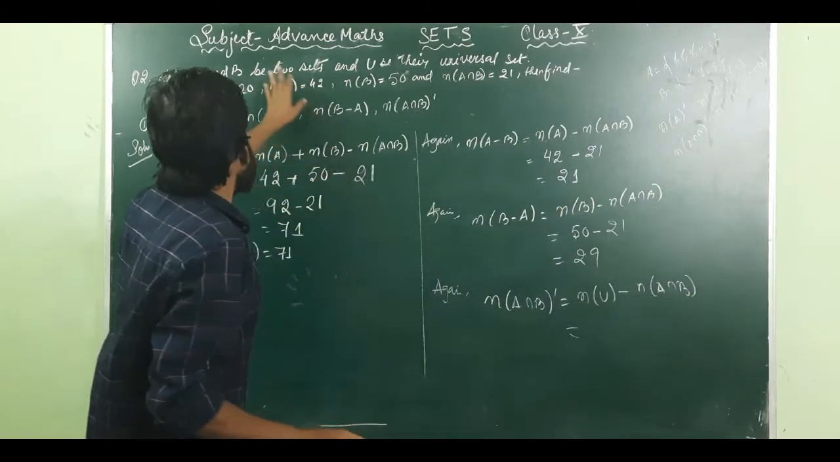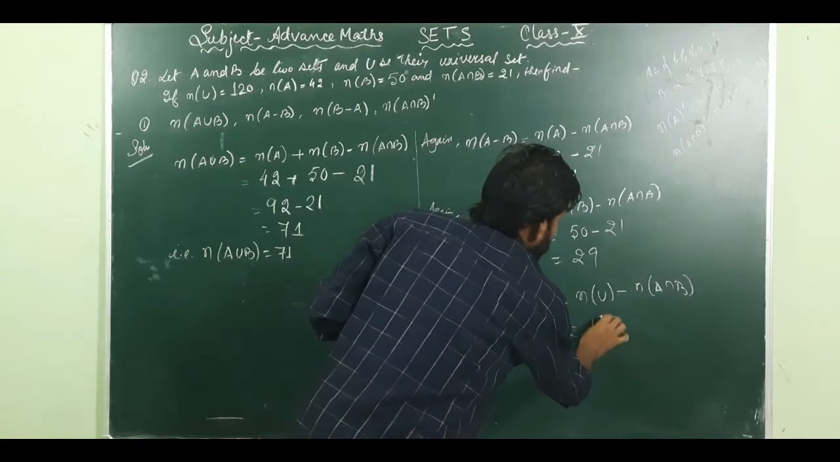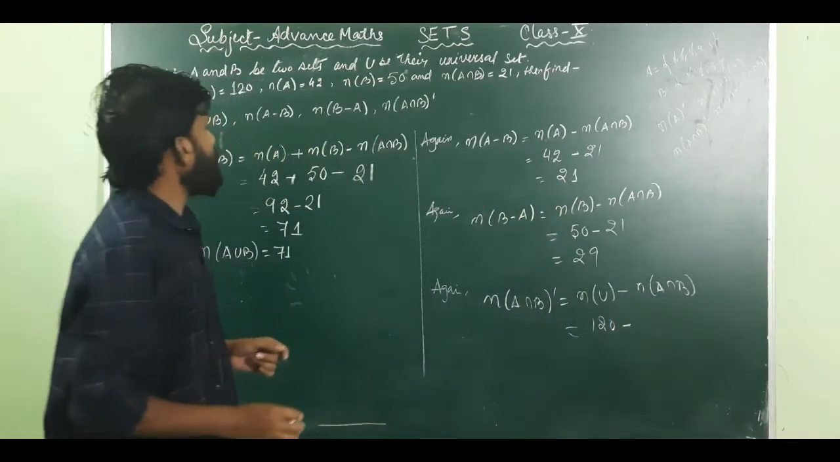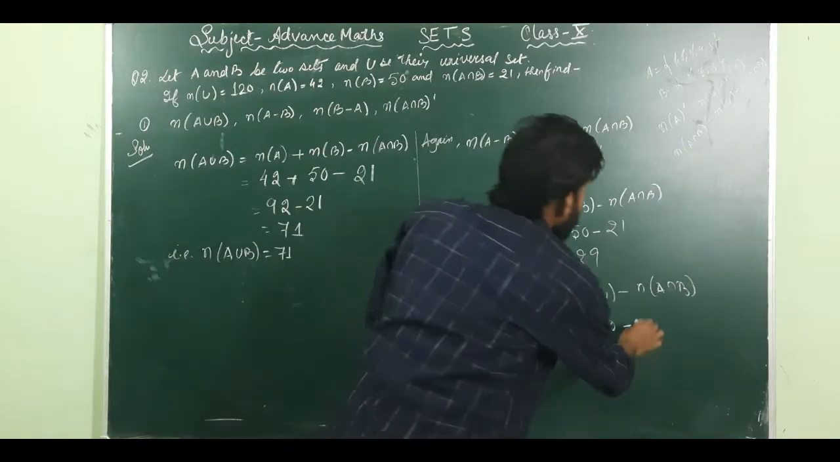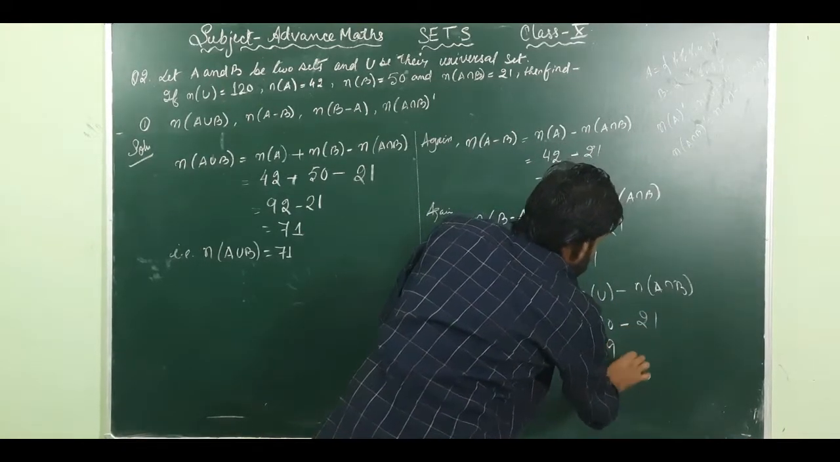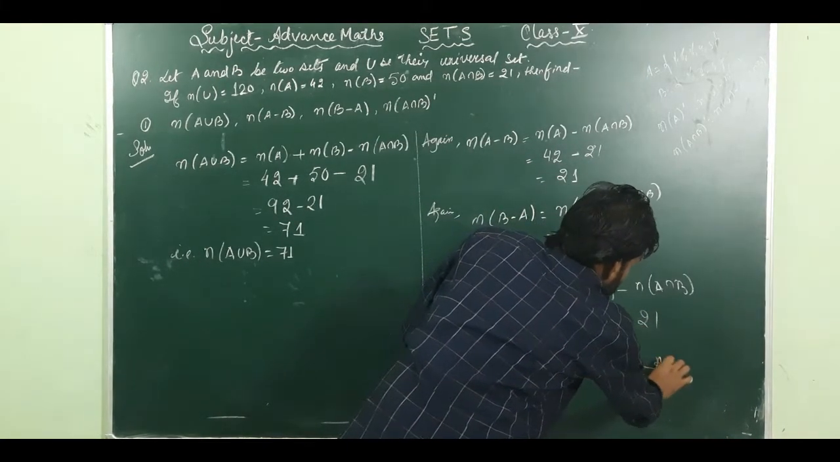So N of U, you can check the value here, how much is it? 120 minus A intersection B. A intersection B is 21. So if you subtract, you are going to get 99. So this is your answer.